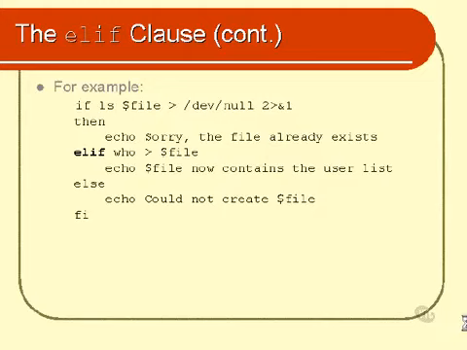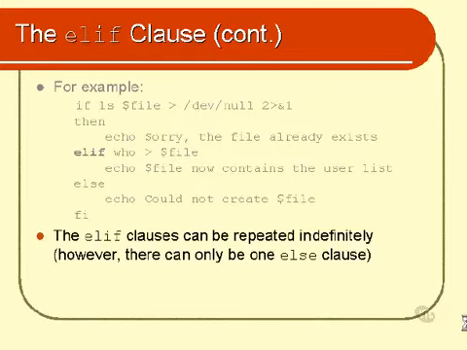So command 1 in this case is the ls of $file, and the command 2 in this case is the who greater than $file, giving us of course 3 separate code blocks. We're not restricted to just 3, of course. We can have as many elif clauses as we like, on and on down the page, giving us as many code blocks as we want, but of course there can only be one else clause.